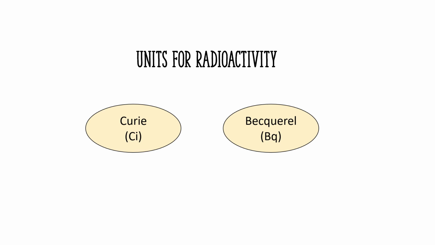Enough about radioactive decay. Now I'm going to tell you the units for radioactivity, which are Curie and becquerel. Now these two units are used to measure the rate of nuclei decay, where becquerel is the SI unit. So 1 becquerel is equal to 1 decay per second, and 1 Curie is equal to 3.7 times 10 to the power of 10 decay per second.